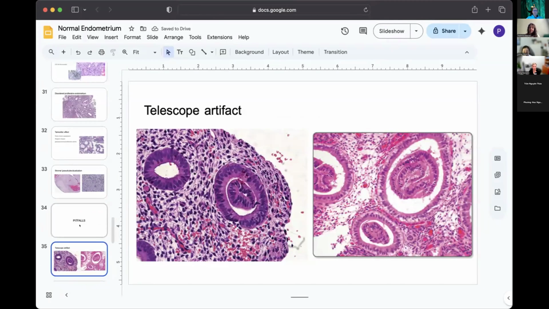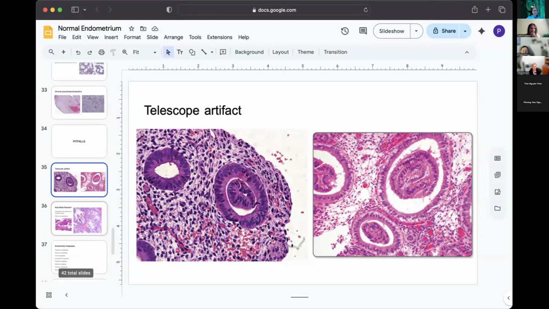And then just some pitfalls. This is something called a telescope artifact, and this can sometimes be concerning and mimic carcinoma or hyperplasia because the glands look more crowded than they ought to be. This is just caused by these glands moving around, and they can invaginate on each other and form a telescope of glands. So the glands themselves aren't growing in a crowded manner. They're just smushed together artifactually by the way we process the biopsies.